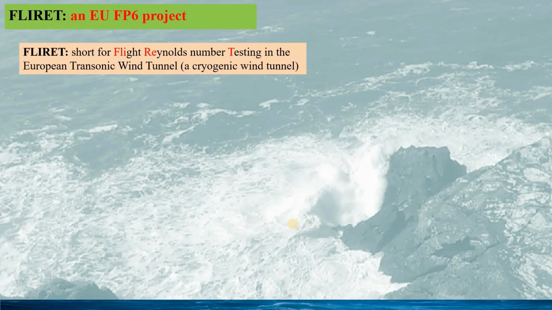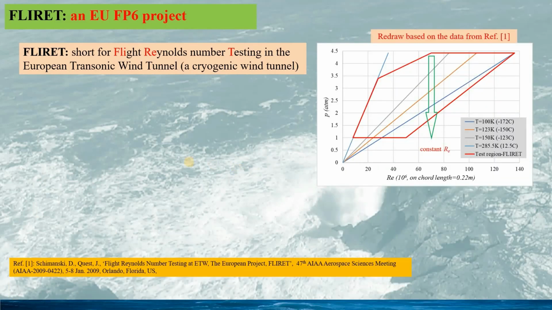In this slide, the European FP6 project FLYRED is introduced. FLYRED is short for Flight Reynolds Number Testing. This project was led by the European Transonic Wind Tunnel, a cryogenic wind tunnel. This plot is redrawn based on the data in the reference. Suppose we have an airfoil of a chord length 0.22 meter.